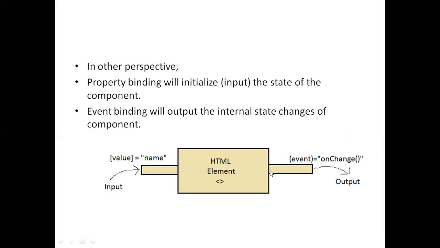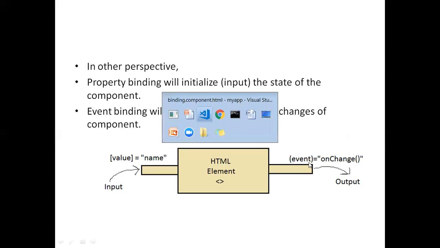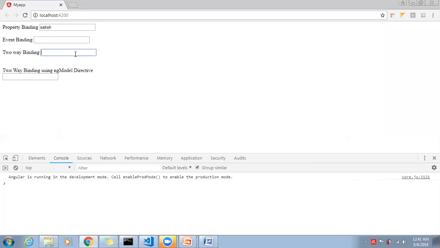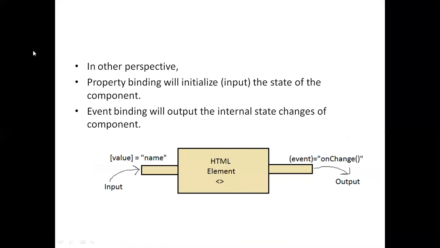And with the help of event binding, we are able to know the internal changes of this particular input element. That means it's outputting some data using event binding. Whatever character I am typing over here, those changes are reflected back, right? That is called event binding. I'm able to observe those changes through this event binding. So that means outputting the data.